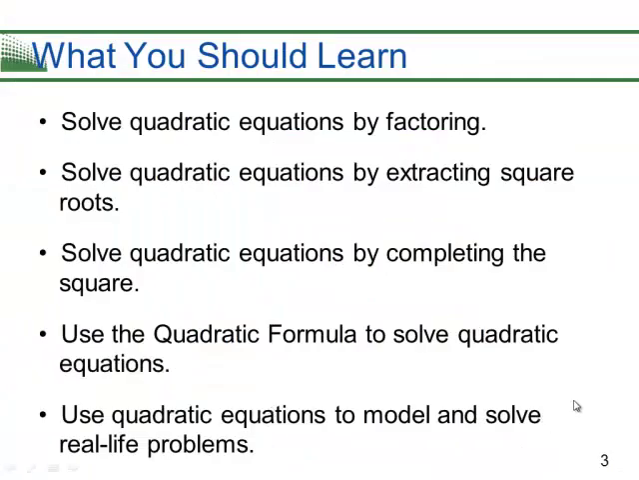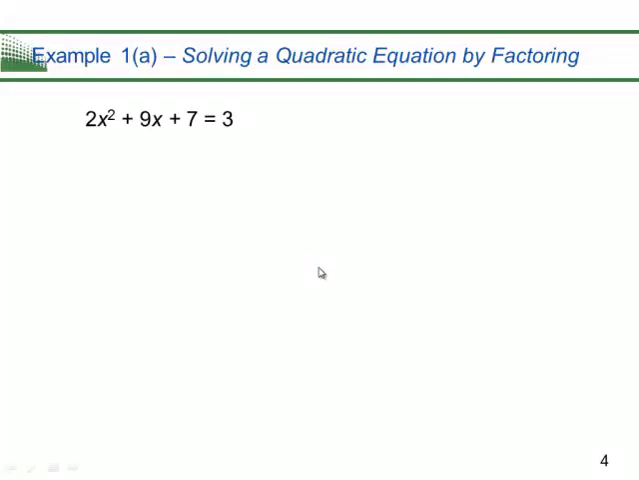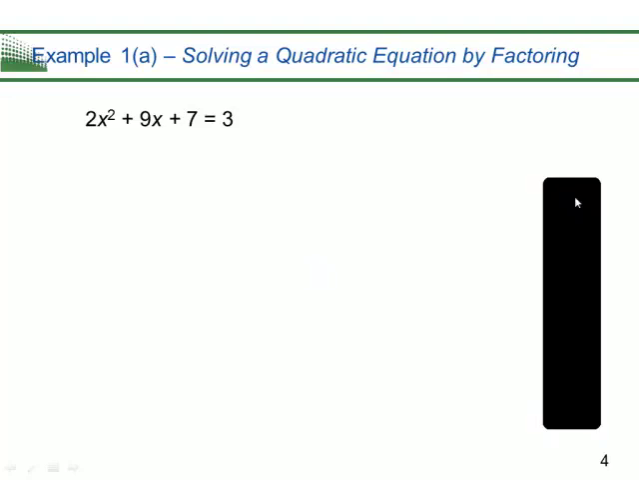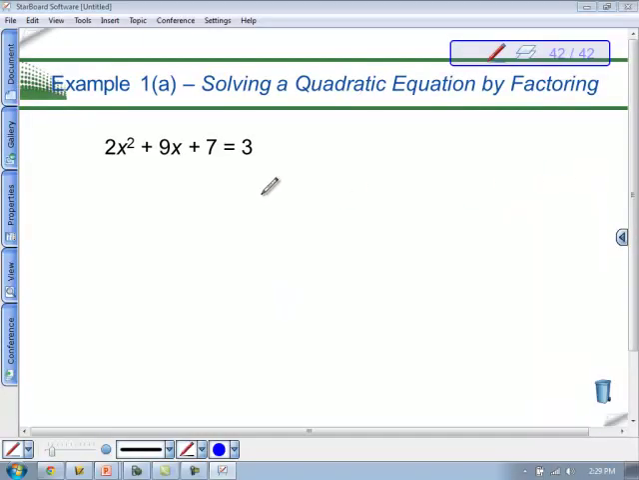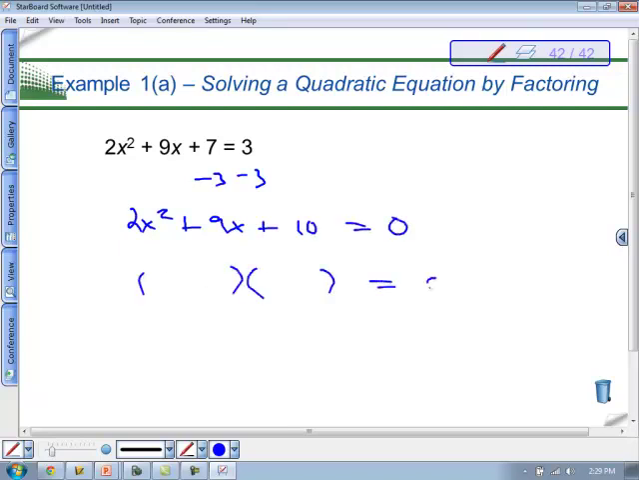All right, so these are equations that you guys have solved before. First up, let's do the easiest thing, which is to solve by factoring. So to solve by factoring, we would subtract 3 from both sides. We get 2x squared plus 9x plus 10 equals 0. And we would factor that. Okay. Now, you can factor this by guess and check. That'd probably be the easiest.